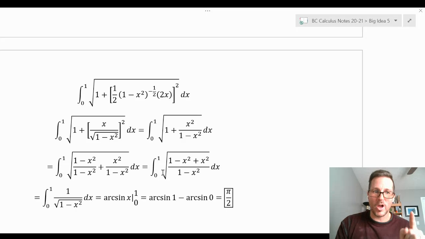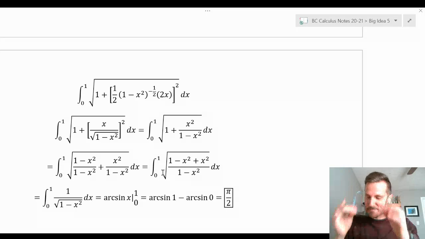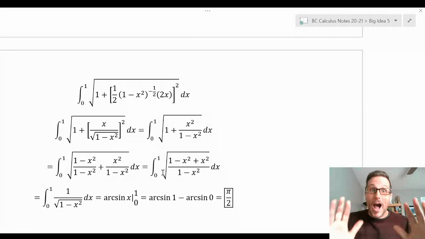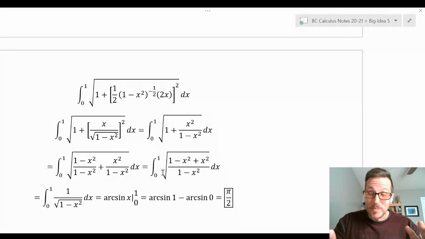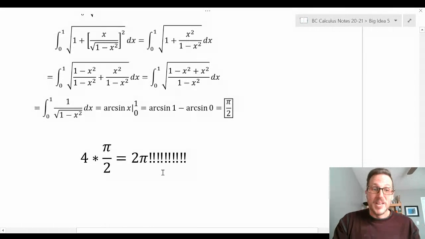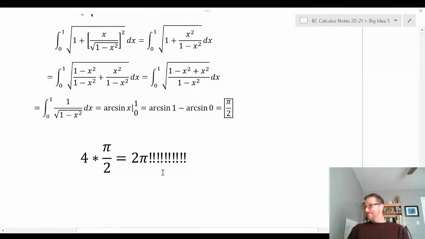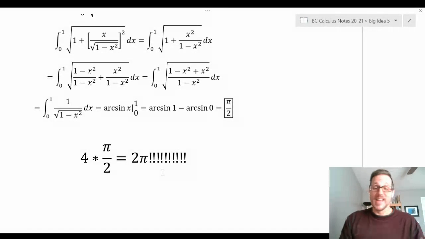The integral of 1 over the square root of 1 minus x squared is arc sine. So it's arc sine of x from 0 to 1. That's the arc sine of 1 minus the arc sine of 0. That's pi over 2. And I said I was going to multiply by 4? Yeah, I did. 4 times pi over 2 is 2 pi. Are you serious? That was awesome.